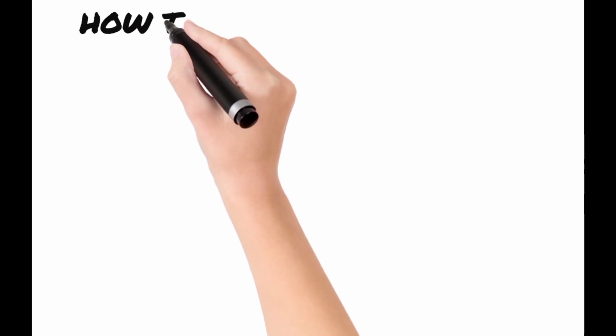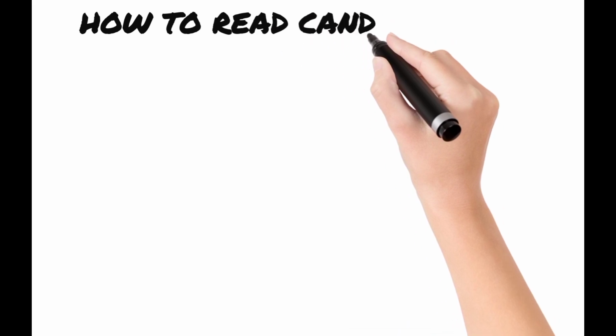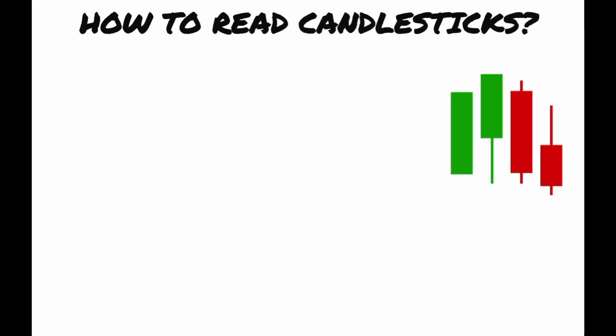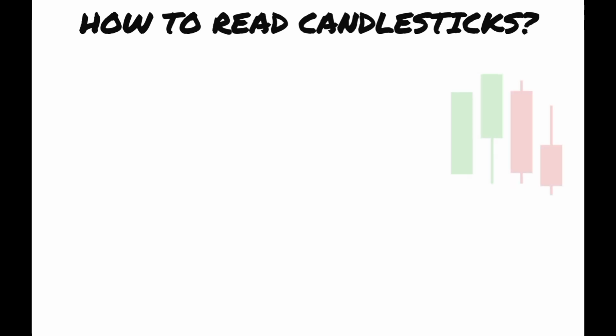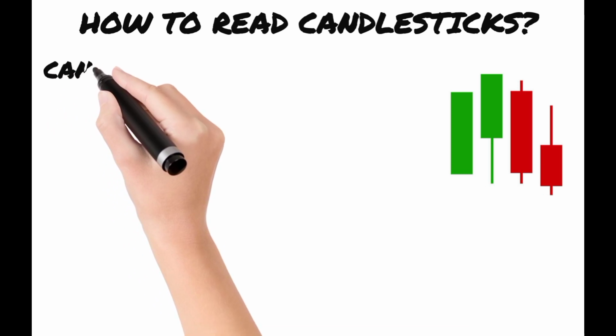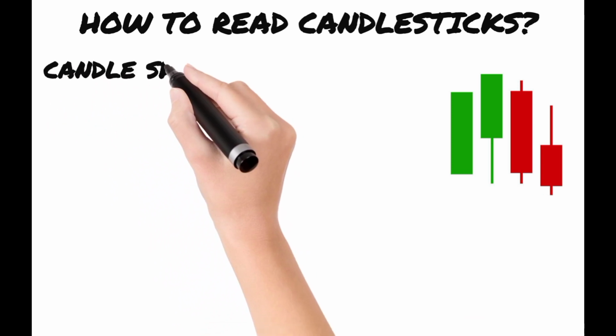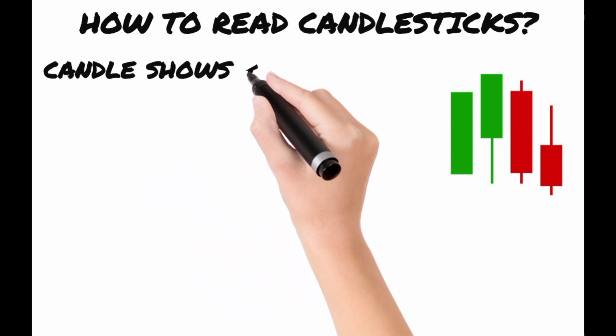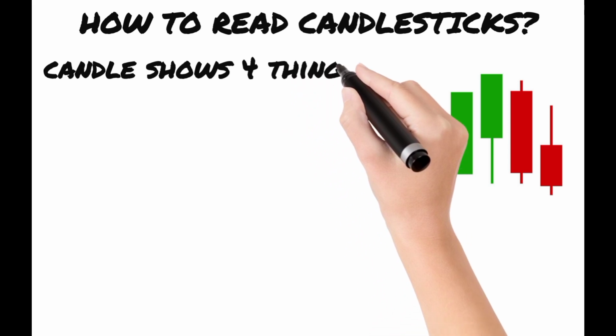How to read candlesticks. Each candlestick represents price movement during a specific time period. For example, on a daily chart, one candle equals 1 day. On a 1-hour chart, one candle equals 1 hour. Each candle shows 4 key things: open price, close price, highest price, lowest price.